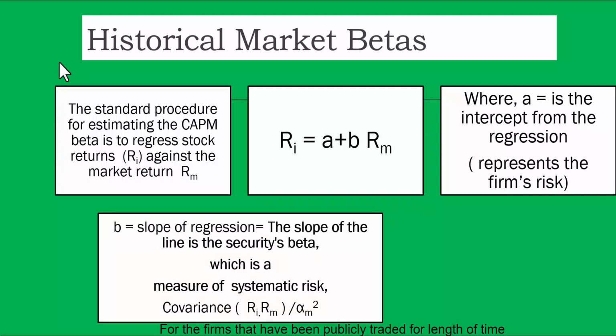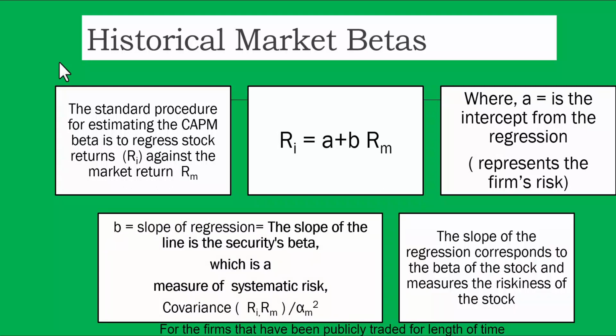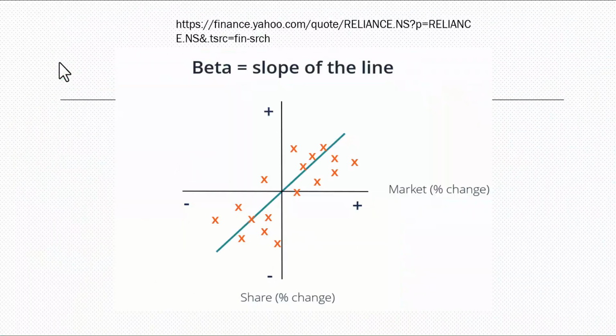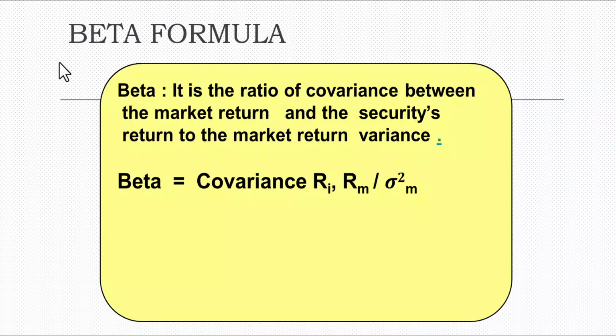Okay, now there is a shortcut method of calculating beta, without running the regression: taking the covariance of the market versus the stock divided by the variance of the market. We are going to even use this formula to calculate, but as the formula comes, I'll explain that. Now, we will get this kind of a graph. Fine. So, let's understand what this is.